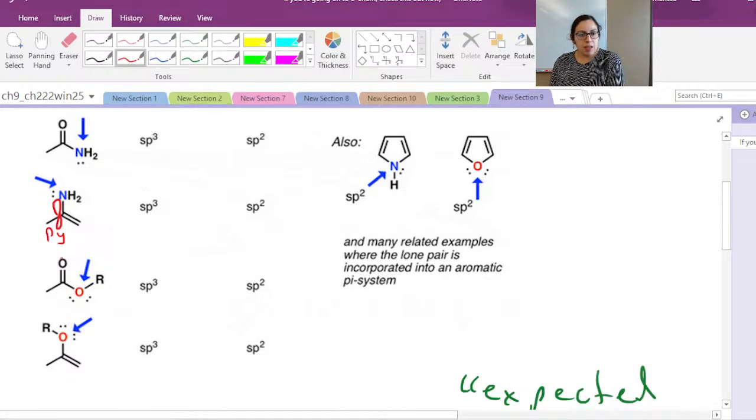And so same thing here. This is a funny one. This oxygen, we expect it to be sp3. This looks just like water almost. But because we have this sp2 carbon here, it's actually more favorable to be sp2. So again, we can have that pi system. Similar example here: your hint is that it's near this double bond, so it wants to be part of that pi system.